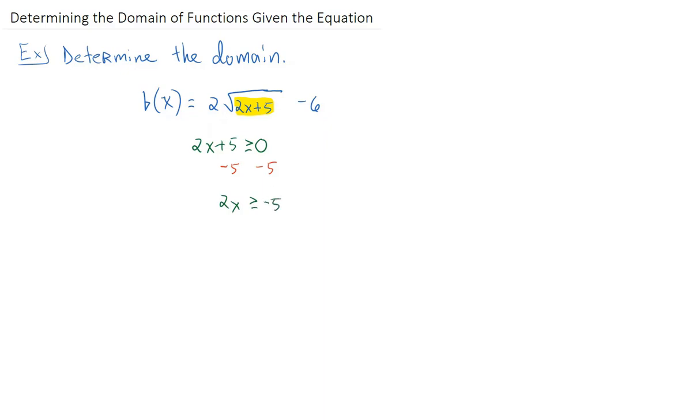So we subtract 5 from both sides and then we divide both sides by 2. So that's going to give me x greater than or equal to -5/2. So this tells me what x can be. As long as x is bigger than or equal to -5/2, then the argument under the square root is going to be positive. So my domain would be -5/2 with the square bracket, because we can include that, to infinity.